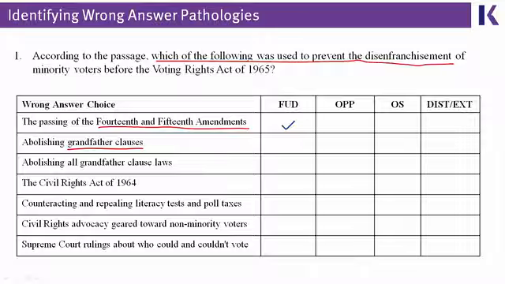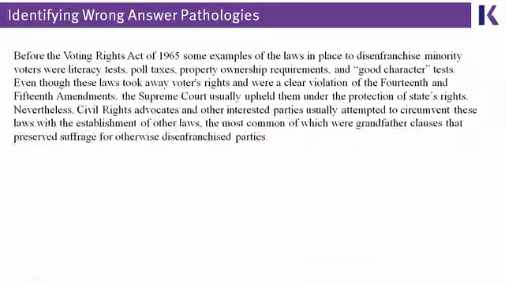So if this was an answer choice to this question, abolishing grandfather clauses, let's see where this is in the passage and why it would be wrong. Go ahead and find out where grandfather clauses are mentioned in the passage and why this answer choice of abolishing grandfather clauses would be incorrect. Grandfather clauses are found here at the end of the passage. So at first you might think, oh, it's in the second half.